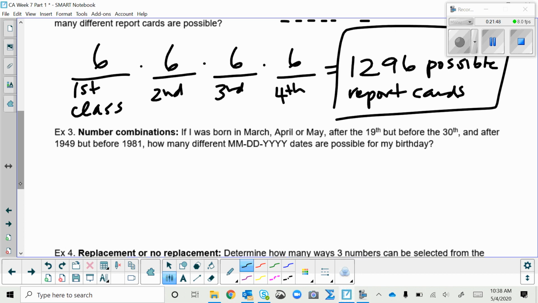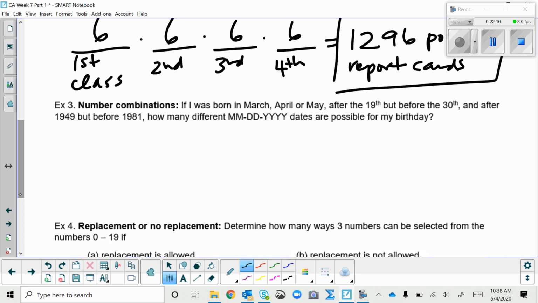If I was born in March, April, or May, after the 19th, but before the 30th, and after 1949, but before 1981, how many different month, day, year dates are possible for my birthday? Just in case you're hacking someone's computer, trying to figure out their password.